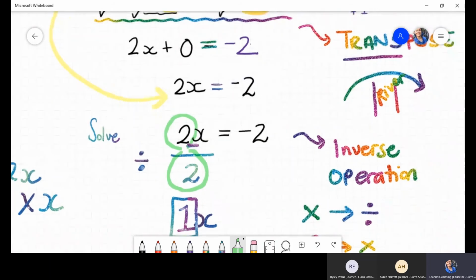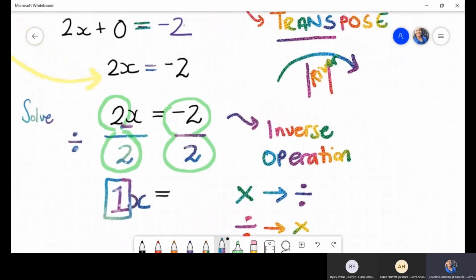But we have that situation called equilibrium. Now we've done something to the left-hand side, so now we have to do it to the right-hand side. Exactly that. Division by 2. And what I have now is that 1x, or just x, is equal to a minus divided by a positive, which is a minus 1.